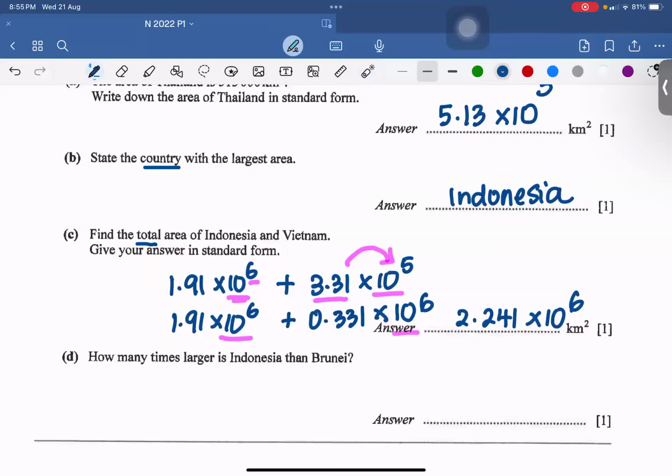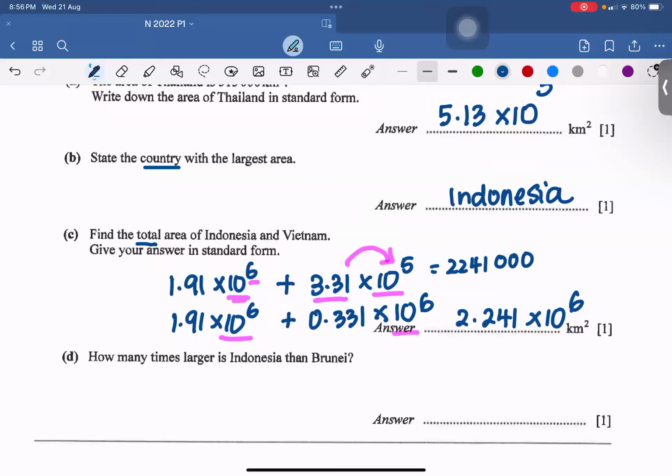Alternatively, if you cannot, then you use your calculator. 1.91 times 10 to the power of 6, plus 3.31 times 10 to the power of 5. My calculator gives me 2241123. This is the longer method, right?